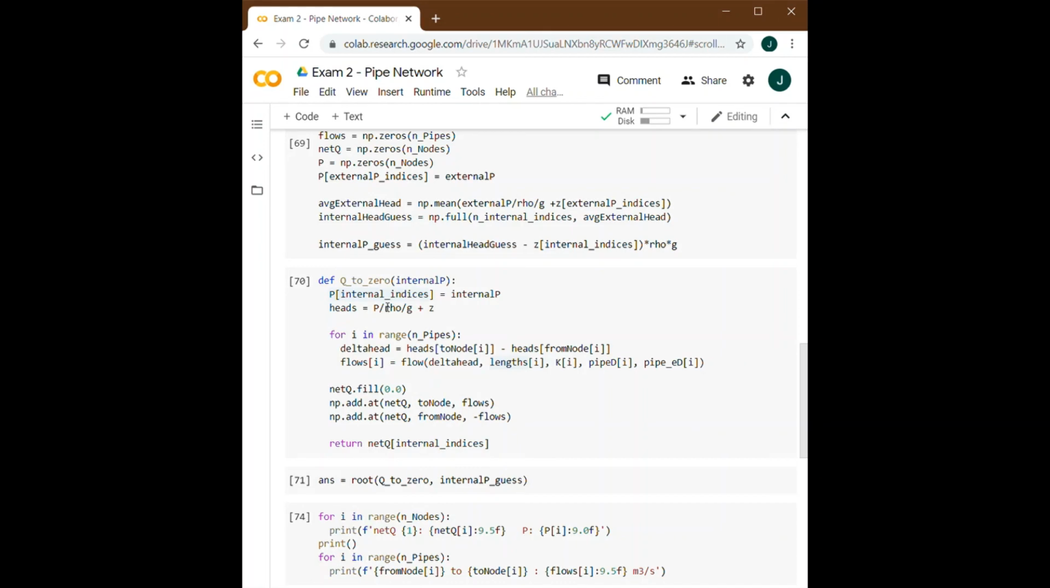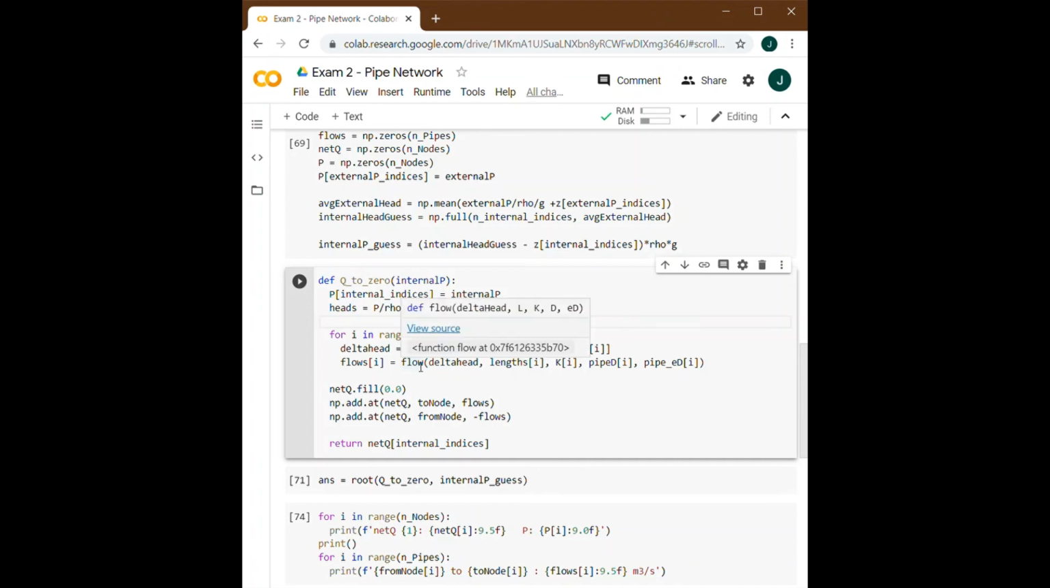So our Q to 0 function uses our internal pressure as our input. So looking at P internal indices equals internal P. Great, that's our input. Heads equals P divided by rho divided by G plus Z. For I in range n pipes, we have our delta head equals the heads from 2 minus heads from the from, which makes sense because that's just a change in head. And our flows is using our flow function that we made earlier: delta head, lengths, K, pipe D, pipe ED. Okay, I don't see any problems here.